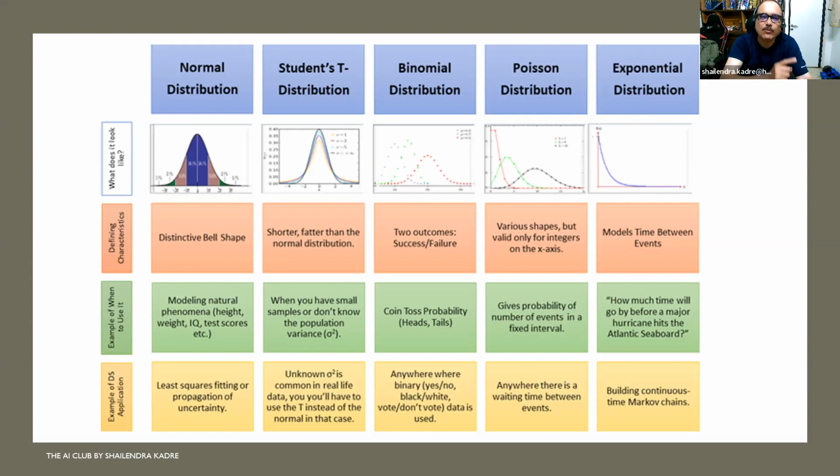If sample size is less than 30, then we go for a T distribution. It is also a bell curve, but the sample size is less than 30. Formulas are different for that. So when the sample size is small, we don't have many sample points, then we'll go for T distribution.